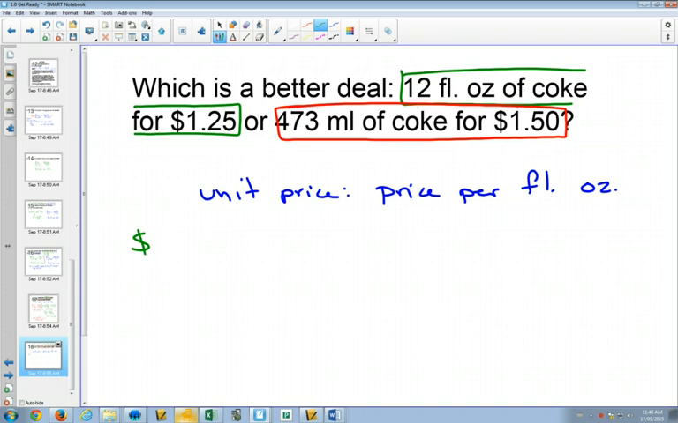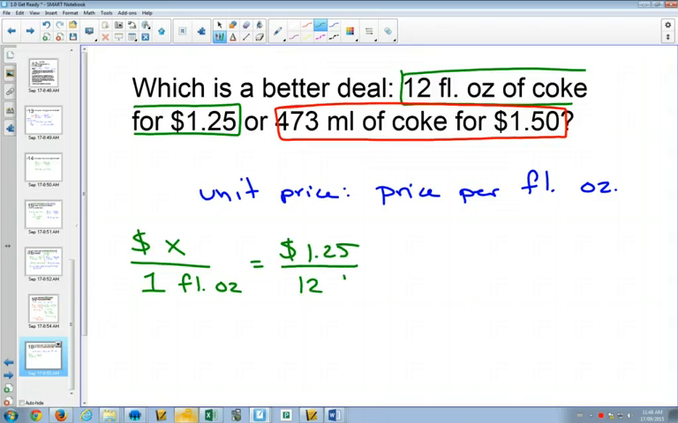We want to find the price, which we don't know, for 1 fluid ounce. And we know that it costs $1.25 for 12 fluid ounces. So we take our calculator, 1.25 divided by 12. Did you get 0 point, and I'll round it to 2 decimal places, about 10 cents per fluid ounce.